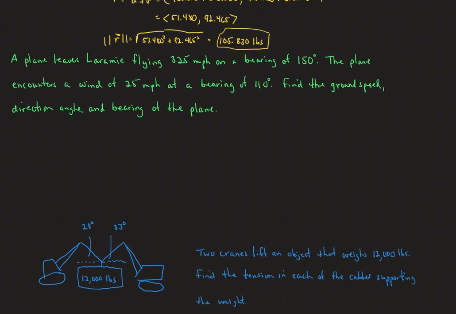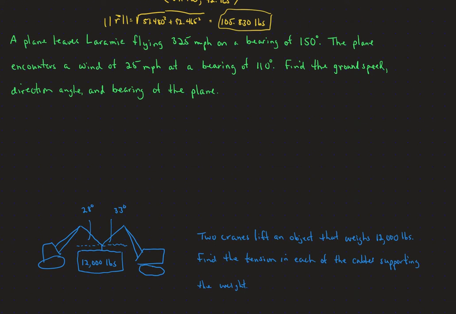So let's see, a plane leaves Laramie flying at 325 miles per hour on a bearing of 150 degrees. The plane encounters a wind of 25 miles per hour at a bearing of 110. Find the ground speed, direction angle, and bearing of the plane. So that 325 miles an hour at 150, there's 90, 150 is going to take us down here. So this is our airspeed vector. Now that bearing was 150 degrees. Since 90 of it comes down there, that's going to make our direction angle theta be a negative 60 degrees.